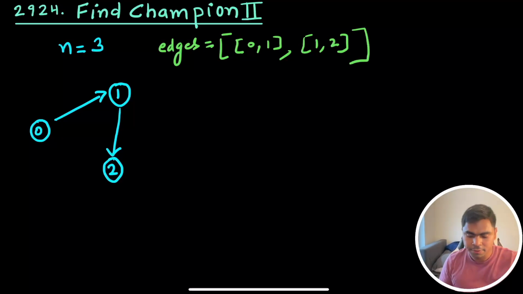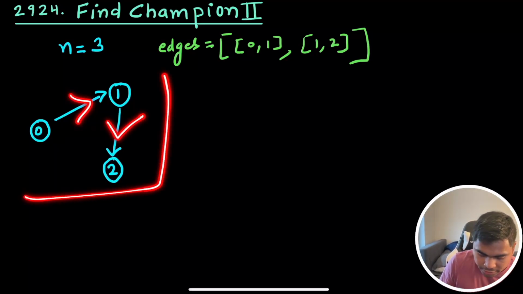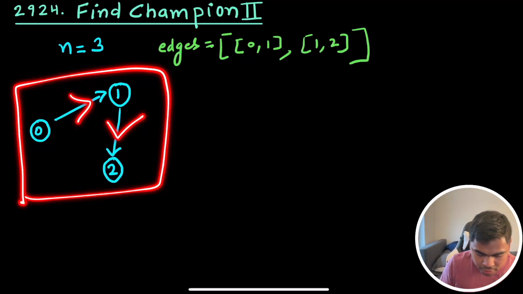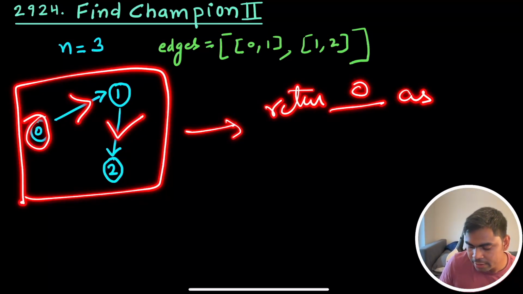There are 2 edges. There is an outgoing edge from 0 to 1, so that means 0 is a stronger team than 1. There is an outgoing edge from 1 to 2, which means 1 is a stronger team than 2. So in this particular example, 0 is the strongest team. That is why we will return 0 as the answer.